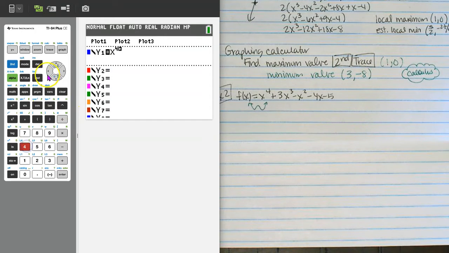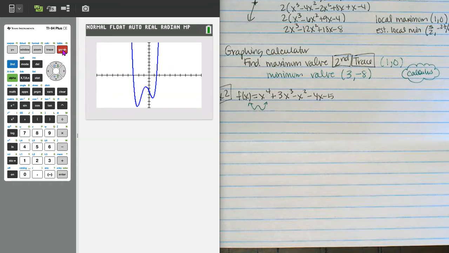X to the fourth plus 3x to the third. Don't forget to come out of your exponent. Minus x squared, minus 4x minus 5. Okay, so when we graph this, there it is. Mine will graph a little bit faster than yours. And we're looking for a minimum and a minimum and a maximum. We have two relative or local minimum values, and we have one relative or local maximum value.